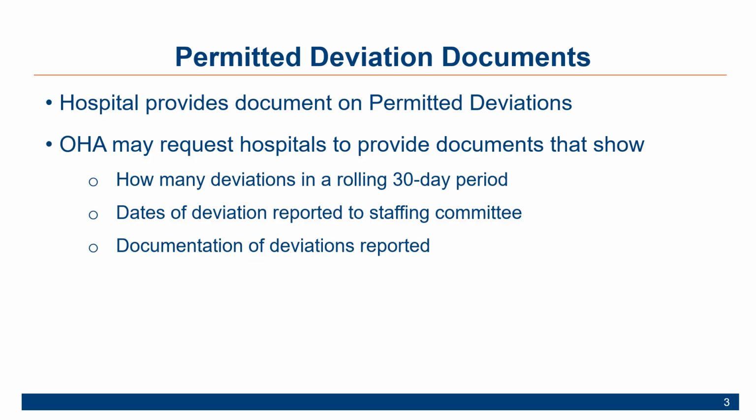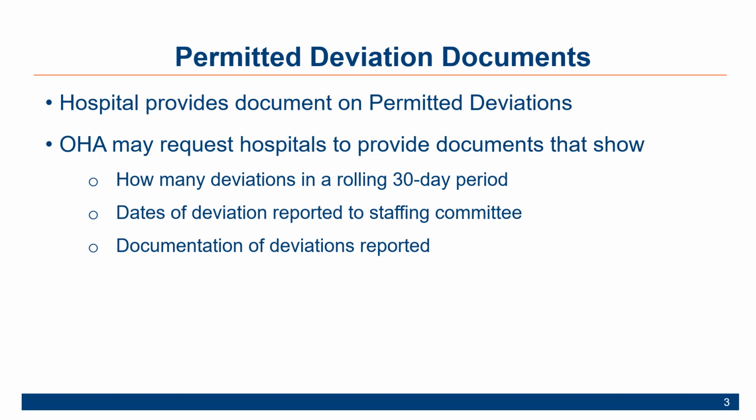A hospital is not required to report permitted deviations to the hospital staffing committee. However, unreported deviations are not permitted deviations, and if a complaint is filed, the hospital will be sanctioned for failure to comply with the nurse staffing plan or statutory ratio. During an investigation, the OHA will request that the hospitals provide supporting documentation to verify that each deviation was appropriately reported.